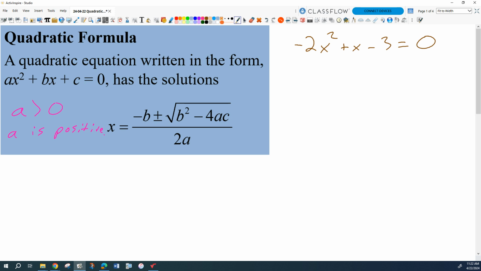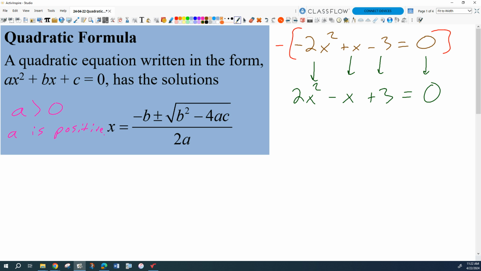So what if I do that? If I were to distribute a negative through there, what's that going to give me? What's my first term become? Positive 2, right? When I distribute the negative, it's just going to change all those signs. So I would get a positive 2x squared minus x plus 3 equals, what's 0 times anything? So that just stays 0. Easy, right? That's all you do. Distribute a negative through to make A positive.